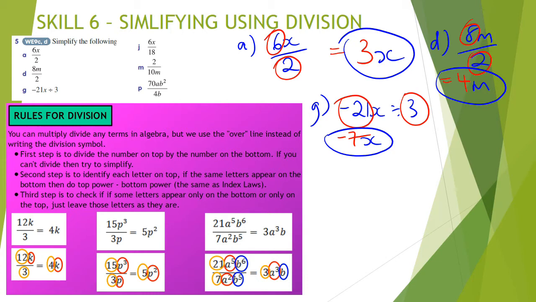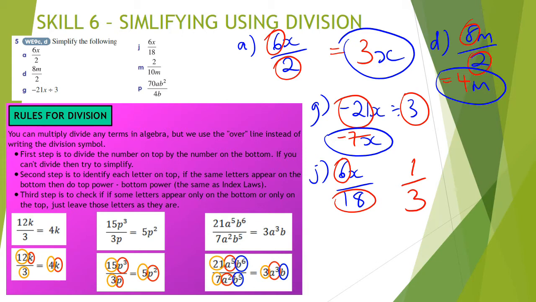If we look at J, this is where division questions get a little bit harder. We've got 6x over 18. We can't do 6 divided by 18 because 18 is bigger than 6, so it doesn't fit into it. What we need to do though is find a number that goes into 6 and goes into 18 and try and simplify. 6 goes into 6 once, and 6 also goes into 18 3 times. So we can simplify this to be 1 over 3, like we're simplifying a fraction, which you might have done before.